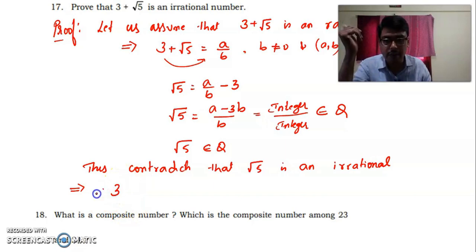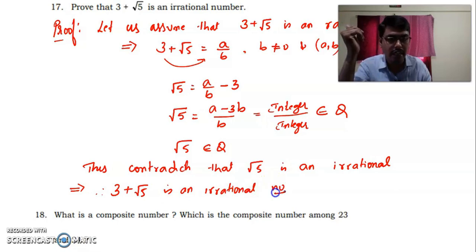Definitely, therefore what we can say is, 3 plus root 5 is an irrational number. It cannot be rational. If it cannot be rational, then it has to be irrational.